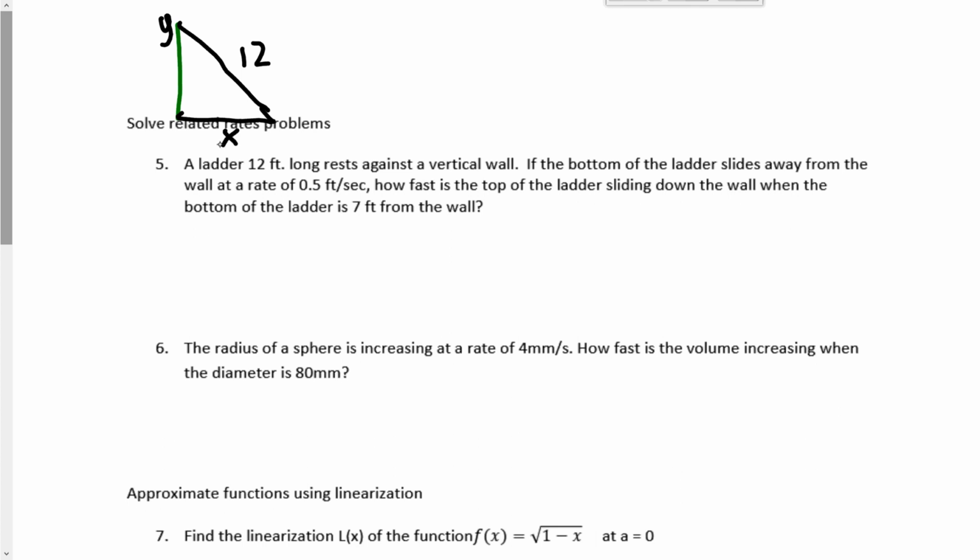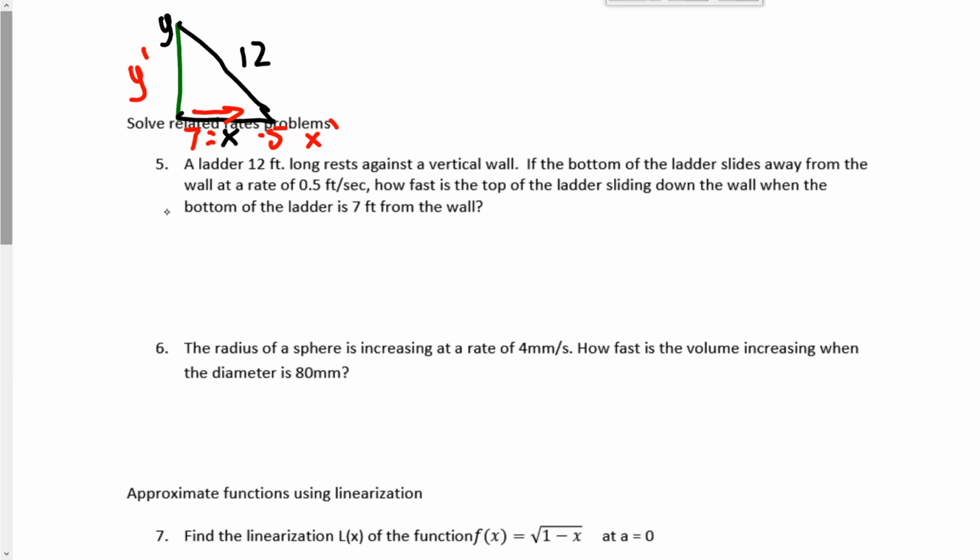And what else do I know? It's sliding away from the wall. So it's sliding in this direction at 0.5 feet per second. So 0.5 is my x prime. And I want to know how fast it's sliding down the wall, at what rate, when it's at 7 feet. So that's when my x is 7. So I'll have to plug that in later. So I want to find y prime. I want to find out at what rate it's sliding down.